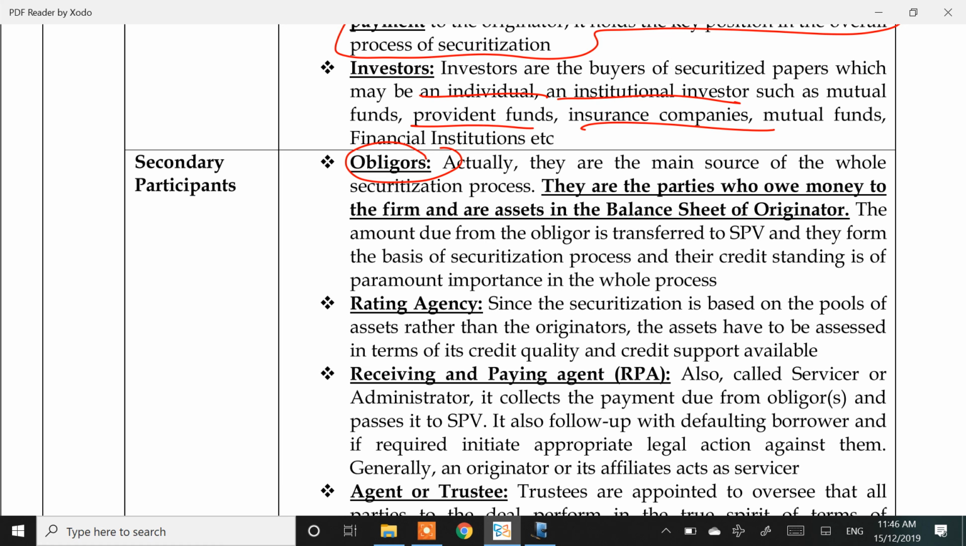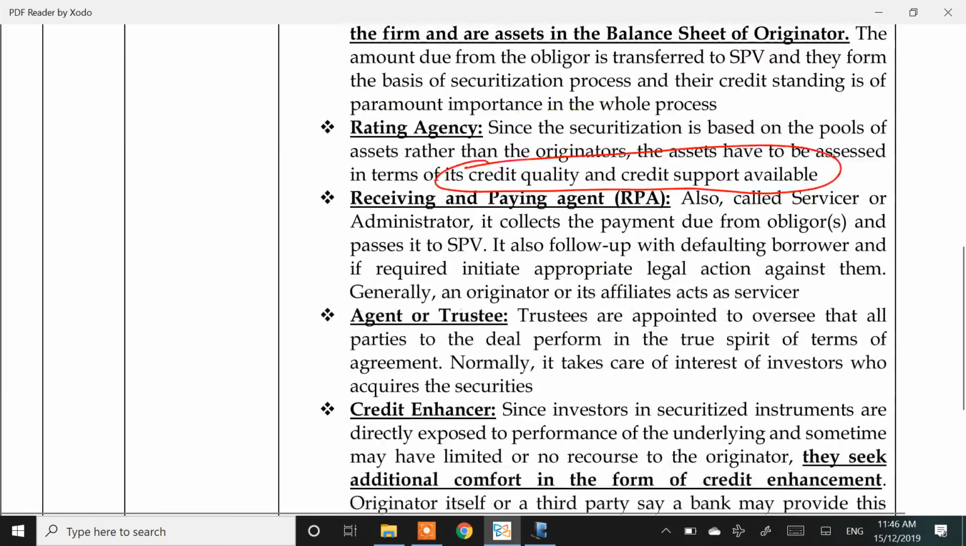There can be a rating agency. The purpose of a rating agency is to rate these instruments in terms of credit quality and credit support available. There's a receiving and paying agent who takes the job of collecting the money from the obligor and passing it on to SPV. Also, if there are any defaulting borrowers, they would try to take action on that. There can be a credit enhancer or a trustee or a structurer.